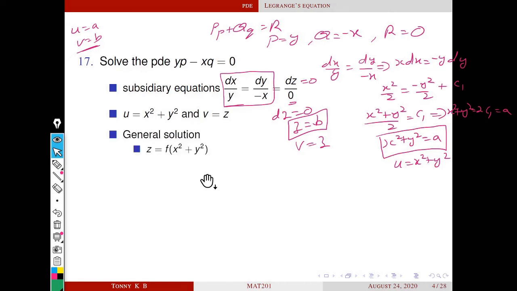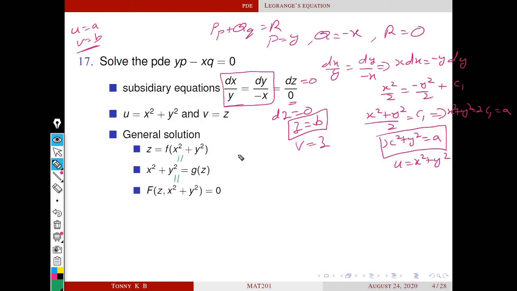So the general solution is either z is equal to f of x square plus y square. Here this is the form v equal to f of u. Or x square plus y square equal to g of z. Here it is u equal to some arbitrary function of v. And the last form is F of u, v equal to 0. So F of z comma x square plus y square equal to 0. As I mentioned, all these three representations are equivalent. That means the set of all solutions satisfying this representation is equal to this, that is equal to this one.